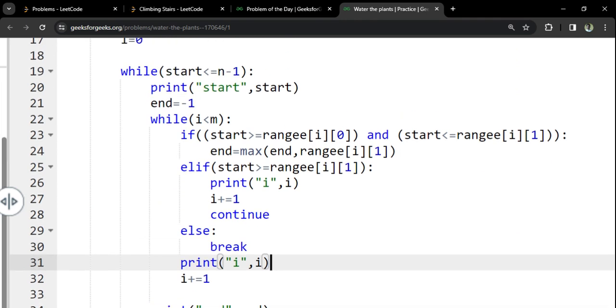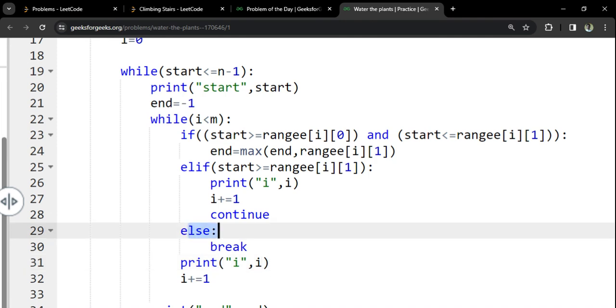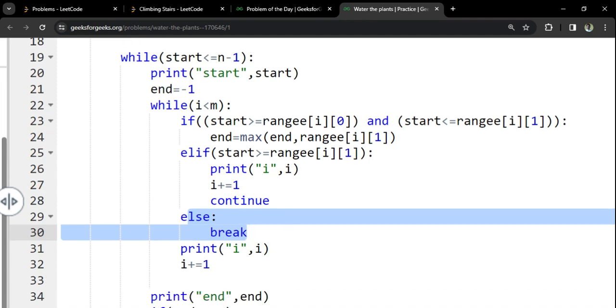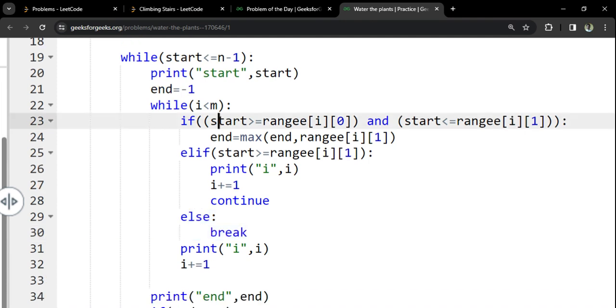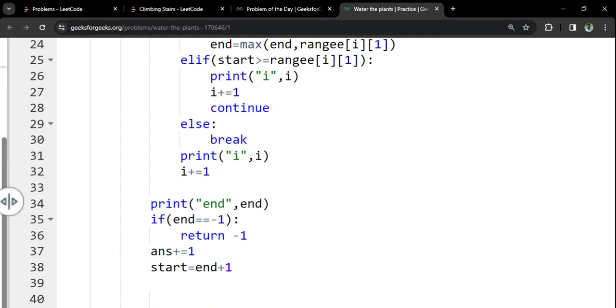Remember, there could be a case where, for example, we have a range of 0 to 3, and then the next range is from, let us say, 9 to 12. In between there is nothing. So again there will be a case where this is not satisfied. In this case, I have to break. If start is between any of these ranges, then at least n will be some value other than minus 1. That's what we are checking after we come out of this loop.